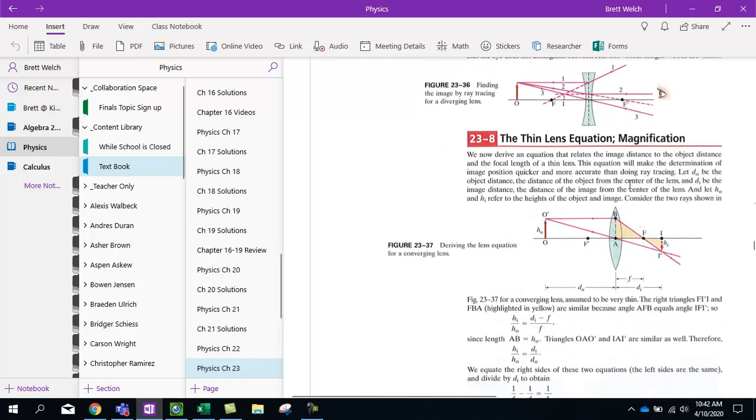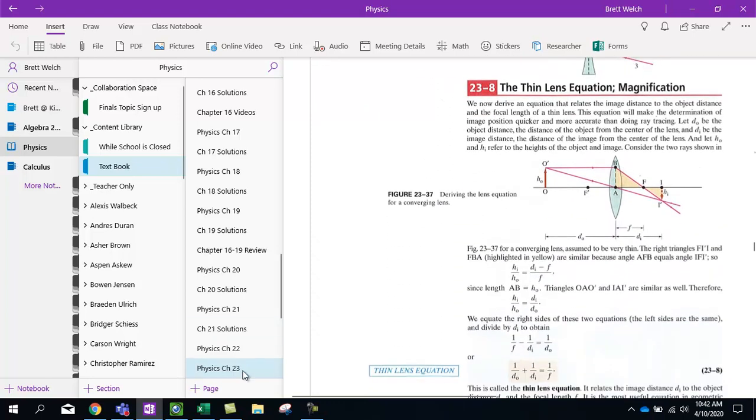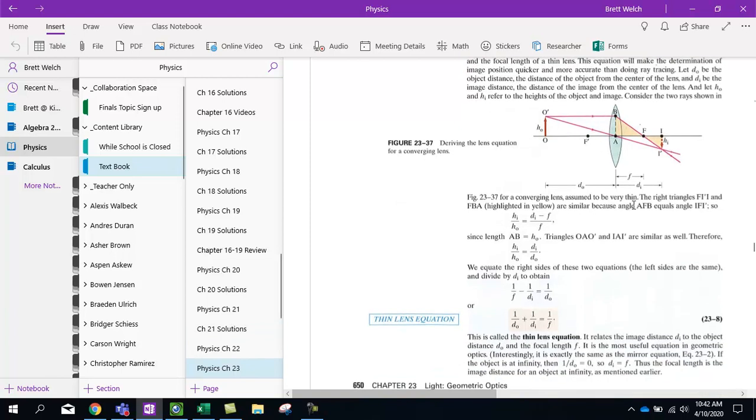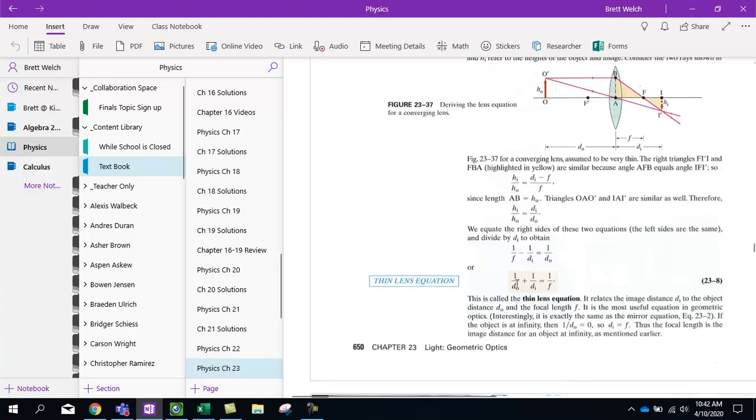The next thing we talk about is magnification. Magnification can be found by taking the height of the image and dividing it by the height of the object. If it's a bigger height, then it's gotten magnified. But if it's smaller, then, well, it's smaller. Now, magnification can also be measured by taking di over do. Okay, we can take magnification a couple of different ways.